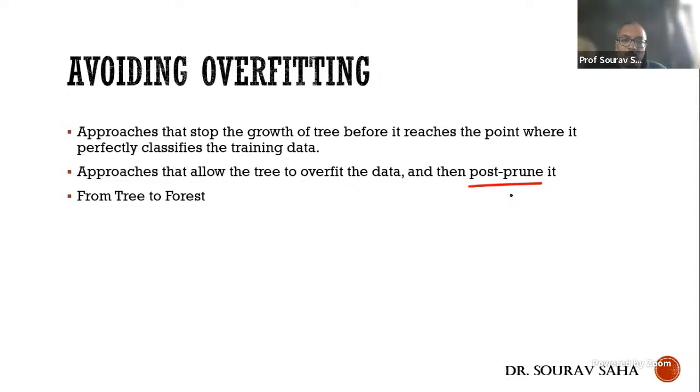What's my performance right now? I'll prune this one again. What's my performance right now? So like this, you try to prune the tree and find out where you are getting the optimal performance on the validation data or the test data. And that is how you will avoid overfitting. Anyway, I have a Python worked-out example to show you. We'll show that in much detail.